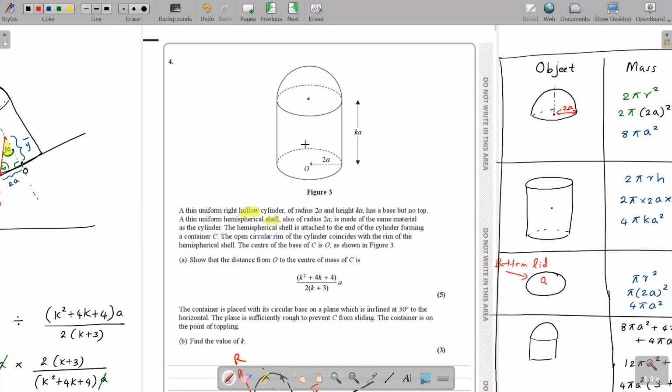First thing you notice here is that it is symmetric, which means you only need to find one coordinate, right? Because if you consider this as the y-axis and you measure from O, you can see that x is 0. You only need to find the y coordinate, the y distance above O. You only have to find one coordinate. That's what they say here: show the distance from O to the center of mass. So from O to the center of mass distance is what you need to find.